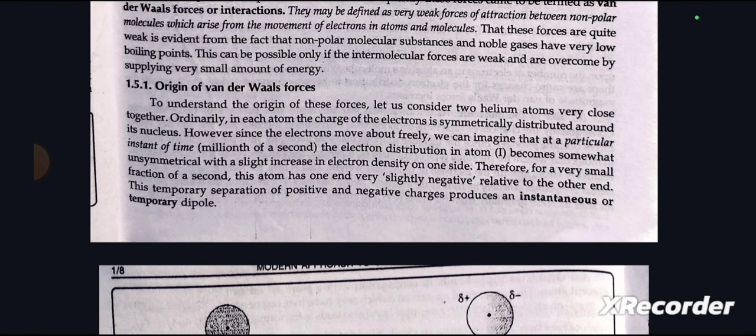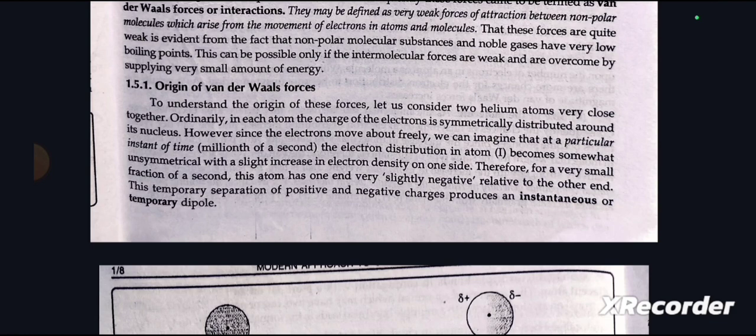1.5.1 Origin of van der Waals forces. To understand the origin of these forces, let us discuss two helium atoms very close together. Ordinarily, in each atom, the charge of the electrons is symmetrically distributed around its nucleus. However, since the electrons move about freely, we can imagine that at a particular instant of time, a millionth of a second, the electron distribution in atom 1 becomes somewhat unsymmetrical, with a slight increase in electron density on one side.